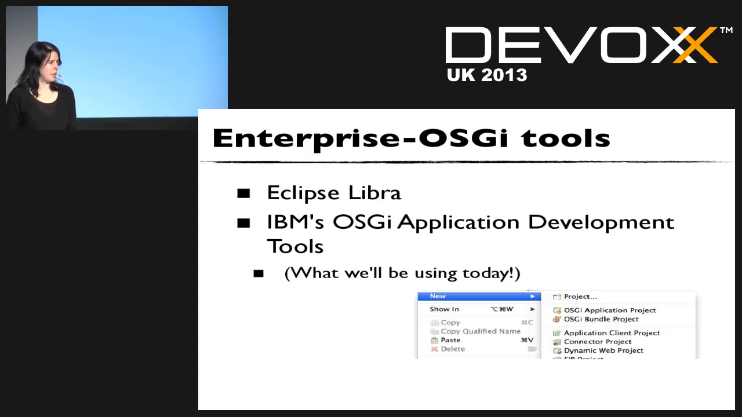If you want to do Enterprise OSGi stuff, WARs, JPA, JTA, all that kind of stuff, there are some tools in this area as well. There's an open source project, Eclipse Libra. There's also what I'm going to be showing you today in a demo, which is IBM's OSGi application development tools. Both of those are related to each other, and they both sit on top of Eclipse. They take advantage of all the Eclipse web development tools, but they also take advantage of the Eclipse PDE bundle development, and they combine those two quite nicely.